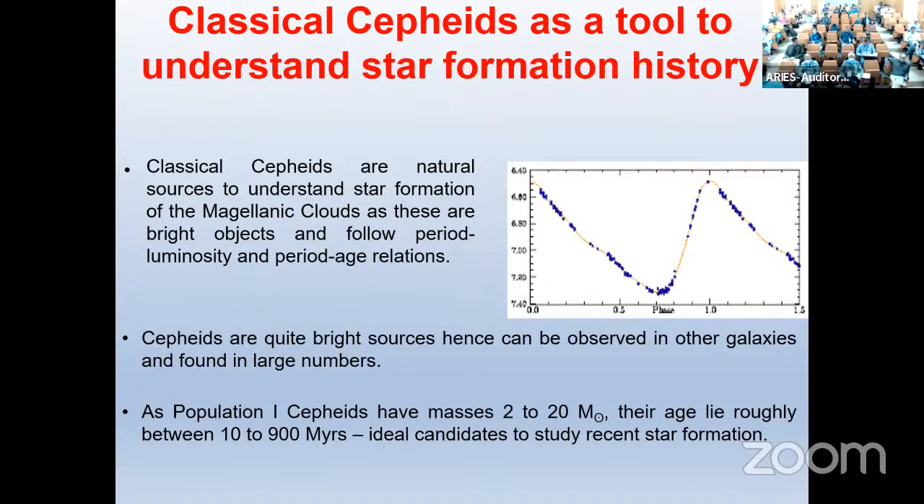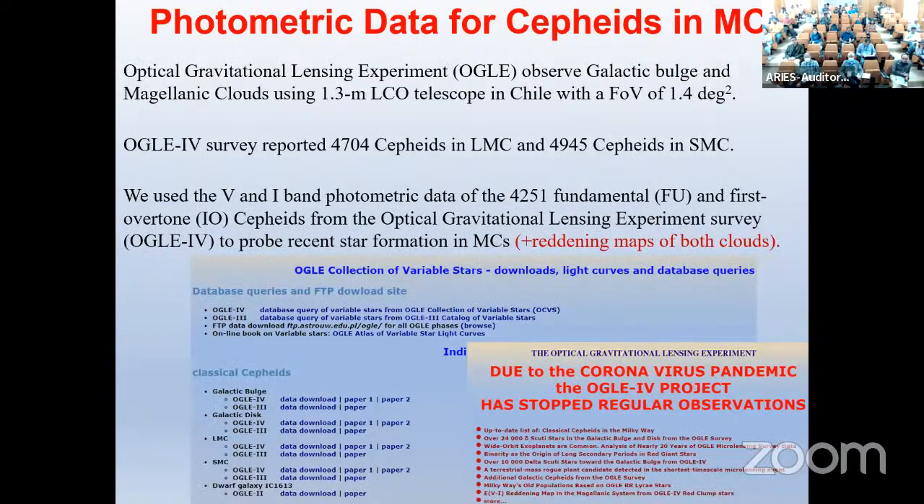These are massive objects, so we can see them in far-off galaxies like the Magellanic Cloud or even the Andromeda galaxy quite clearly. We have used these Cepheid variables because they are reported in large numbers by the OGLE Magellanic Survey Program. The OGLE group, the Optical Gravitational Lensing Experiment, searches for microlensing events in the galactic bulge as well as the Magellanic Cloud. When you do this kind of survey program, they release a lot of data, and they have found thousands of variables in these galaxies.